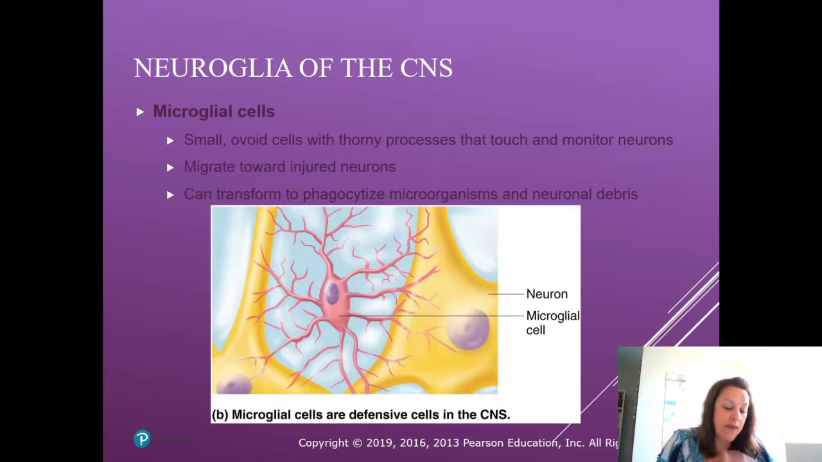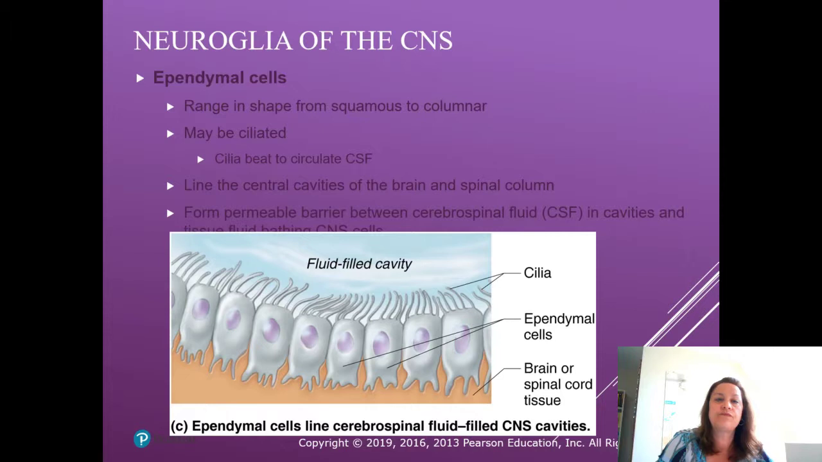All right, then we have what are called the microglial cells, the red one, again, touching the neurons. And they're monitoring neurons. They migrate towards injured neurons, and they can phagocytize microorganisms and other dead or dying neurons. So these are sort of like a defensive cell, like an immune system function inside the central nervous system. Because again, the blood-brain barrier, the way that the brain is compartmentalized in the skull, it is separate in a lot of ways from the rest of the body tissues.